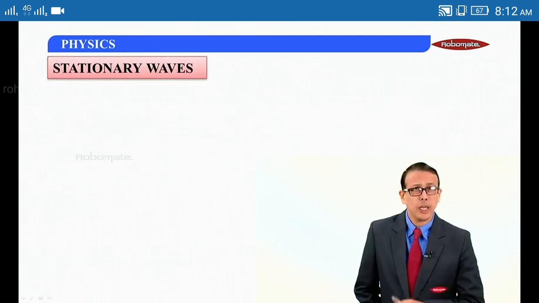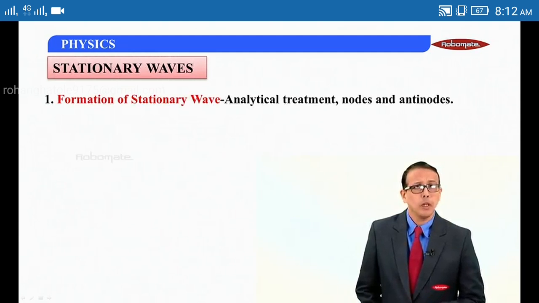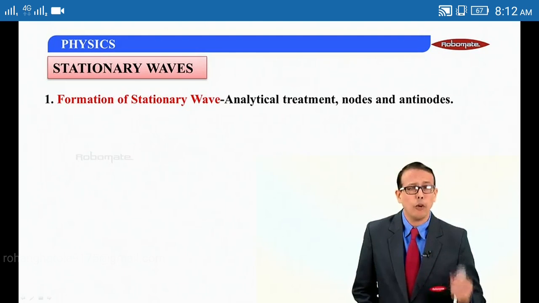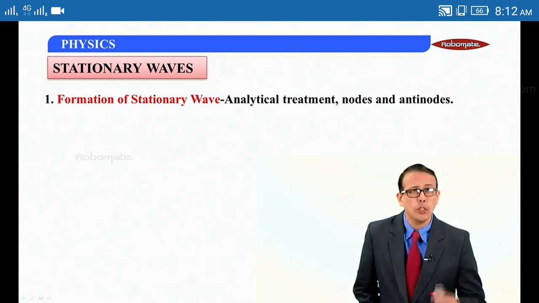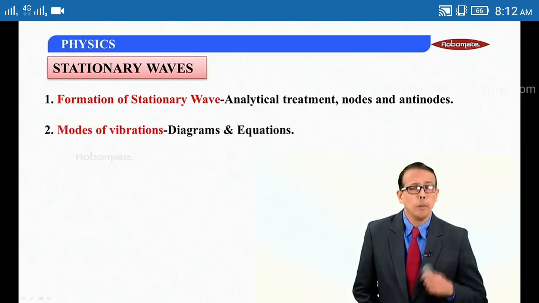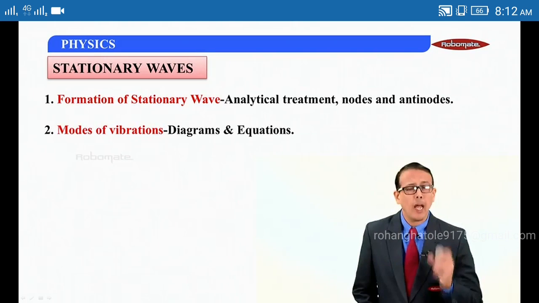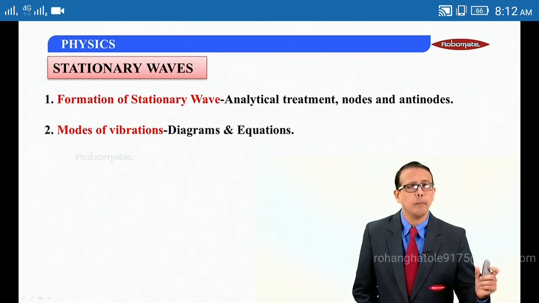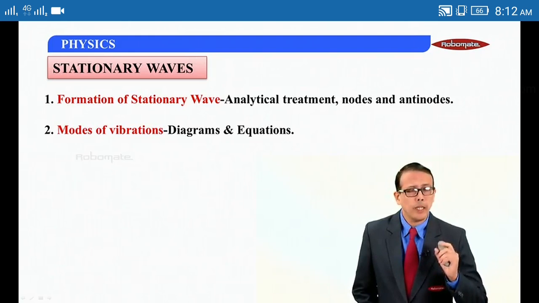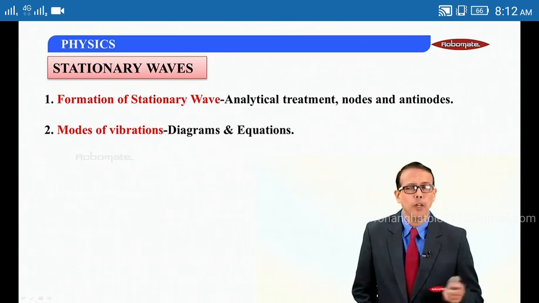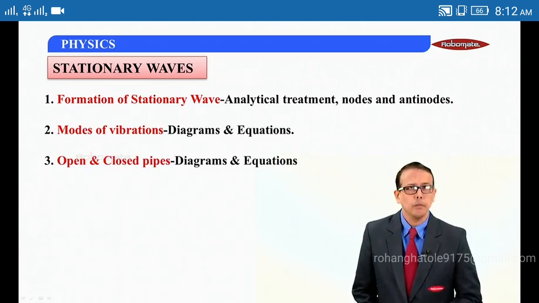Moving ahead, the next chapter, stationary waves. One of the important questions is the analytical treatment or formation of stationary waves with explanation of the formation, the condition of nodes and antinodes, modes of a vibrating string, diagram and equation. Students, here we have to know the different modes and diagrams. So students, we should draw the diagram for different modes of vibration, clearly labeled, and also the expression for the respective frequencies in the different modes.